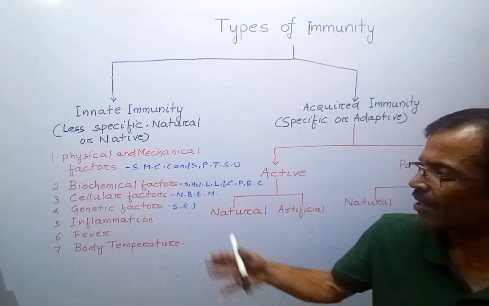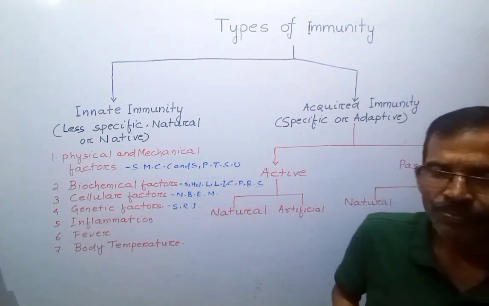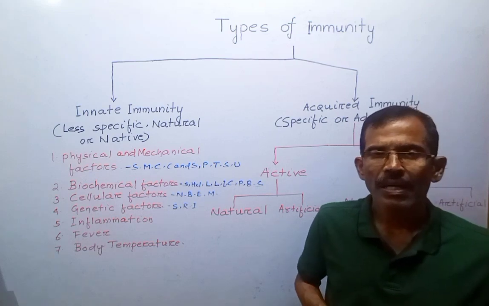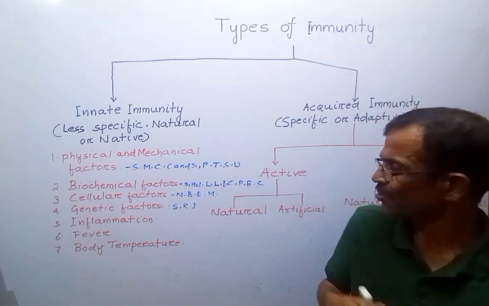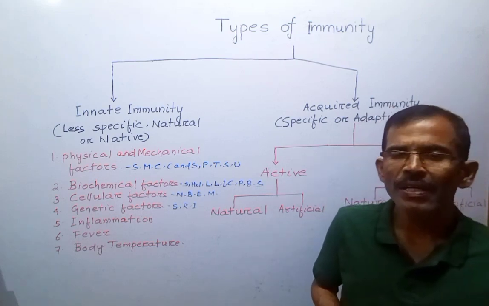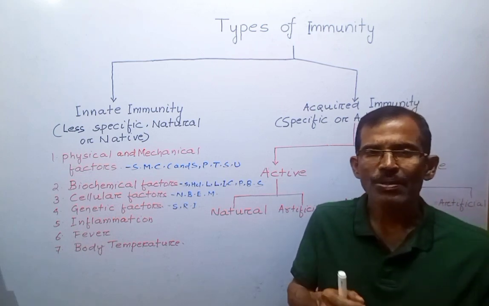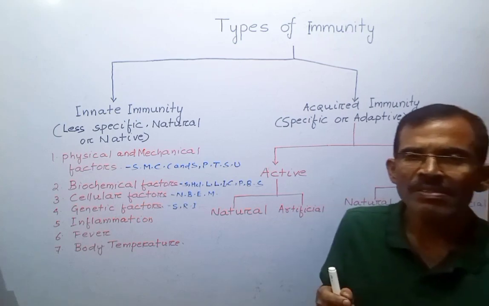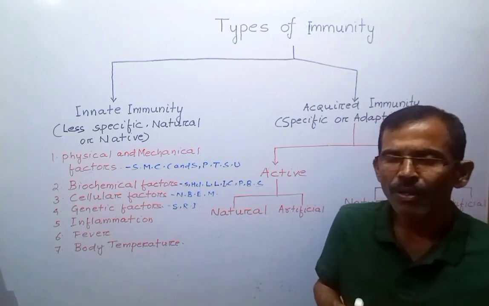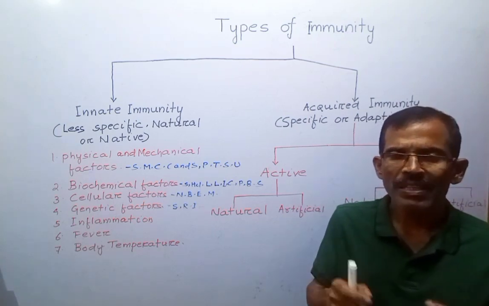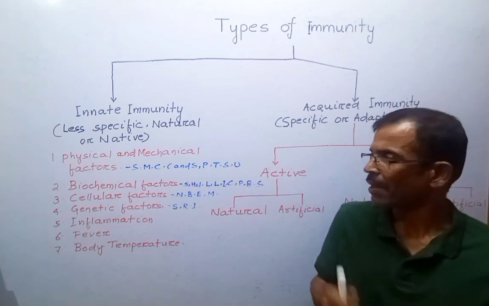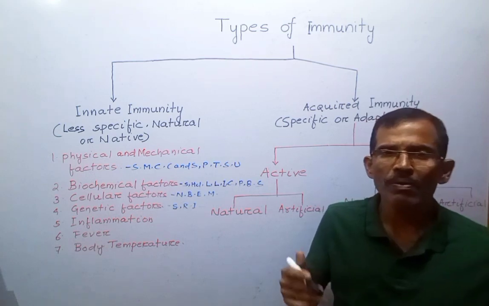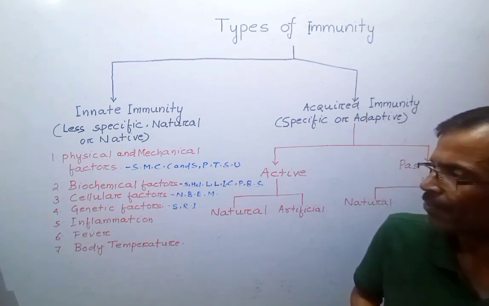Next is biochemical factors that are various components present in the sweat, HCl in gastric juice, lactoferrin in milk, lysozyme in tear and saliva, interferons, complements, properdins, bacteriocins and spermine. These are the various biochemical components responsible for innate immunity.